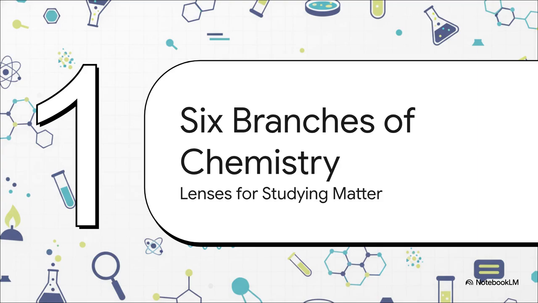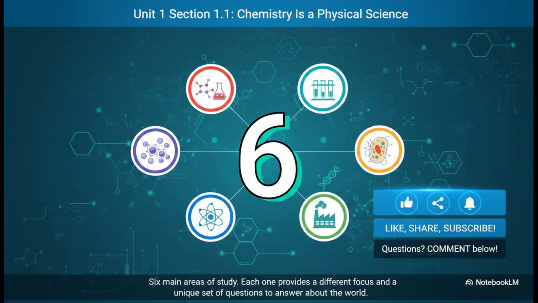So, as you can imagine, chemistry is a huge field. To make sense of it all, it's broken down into different specialties. I like to think of them as different lenses that scientists use to look at matter. We're going to check out the 6 main branches. That's right, 6 different lenses. And each one gives us a unique perspective on the story of matter.